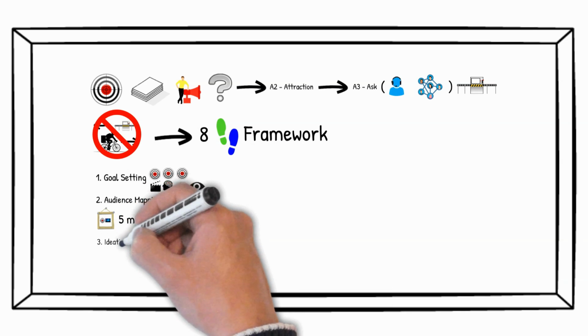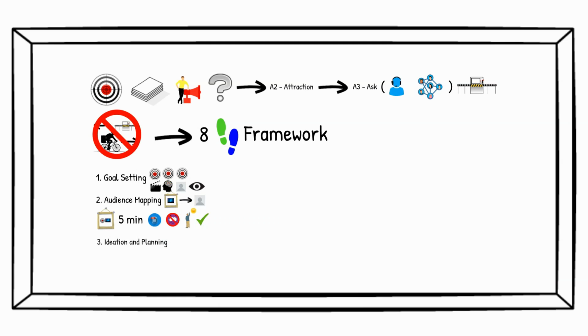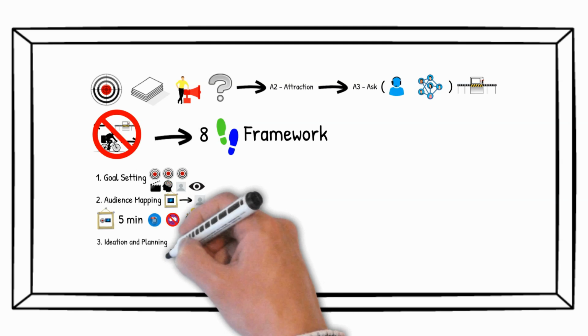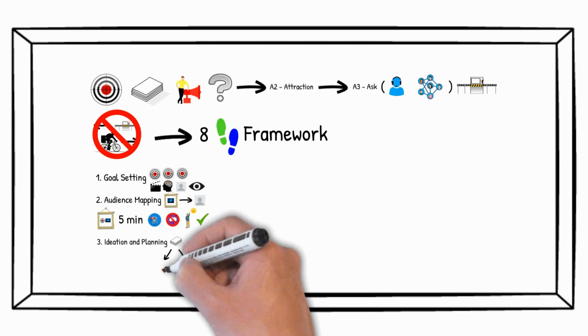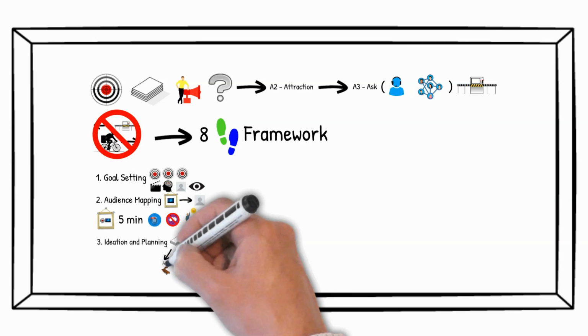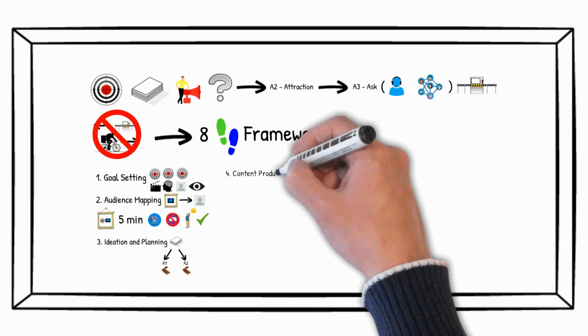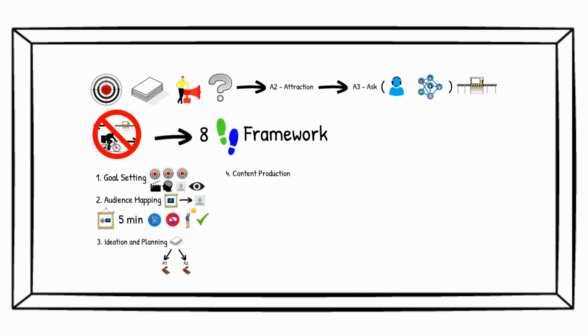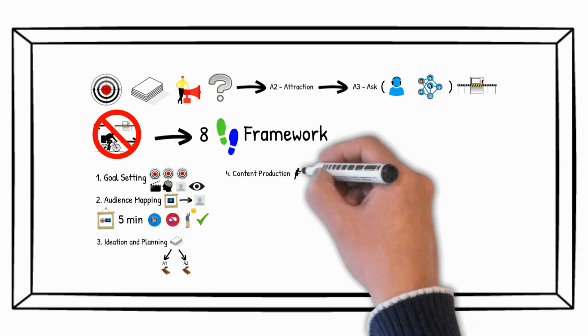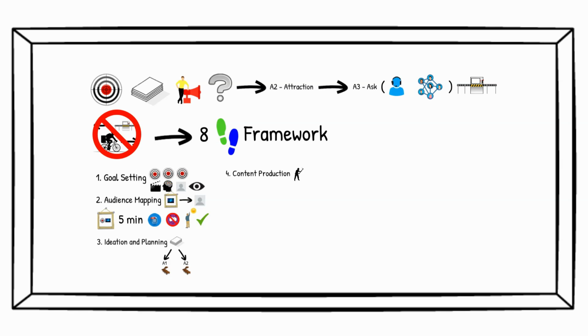3. Content ideation and planning. Planning how you will divide your content across platforms and across the 5 A's. 4. Content production. When creating content, it requires high investment. Do it wholeheartedly, or it may backfire.